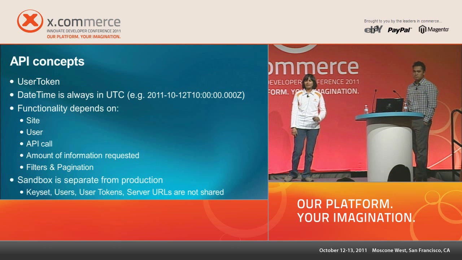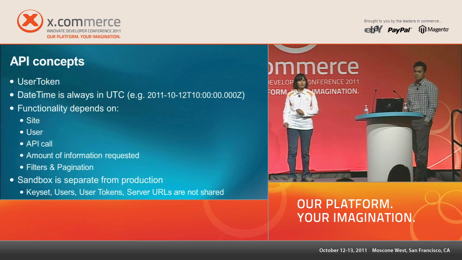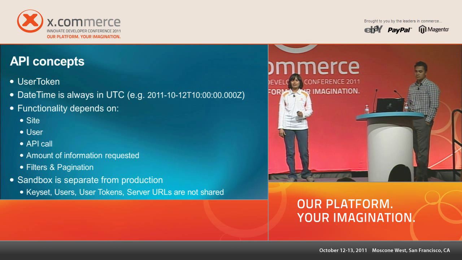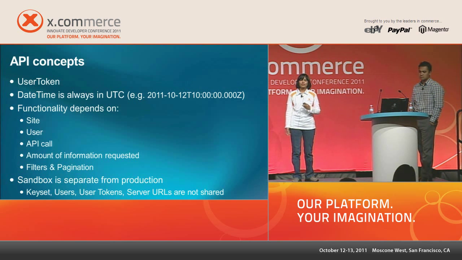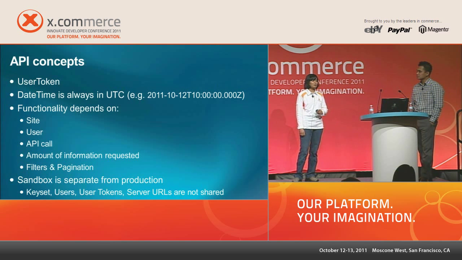And then just a reminder that Sandbox and production are totally different environments. Your key set, your user tokens, your server URLs are not shared, they're different. So anytime you're making your request and you come back with an error message saying that the user token is invalid or the app ID is invalid, check your server URL.